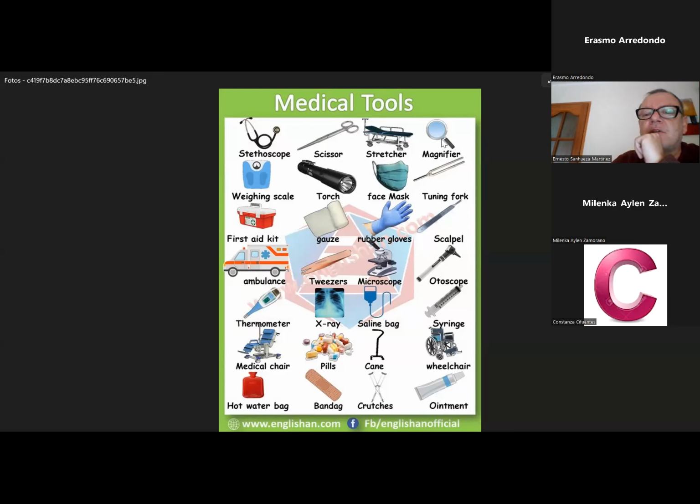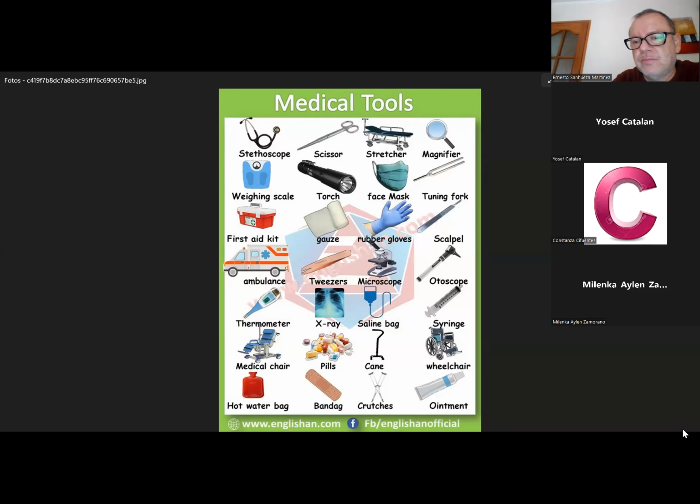Can you repeat here? Arribita, me salté uno. Magnifier. What do you use a magnifier for? To see, to observe and to make things bigger. With the magnifier, you make things bigger. They are more gigantic, okay? So that is the use of a magnifier.